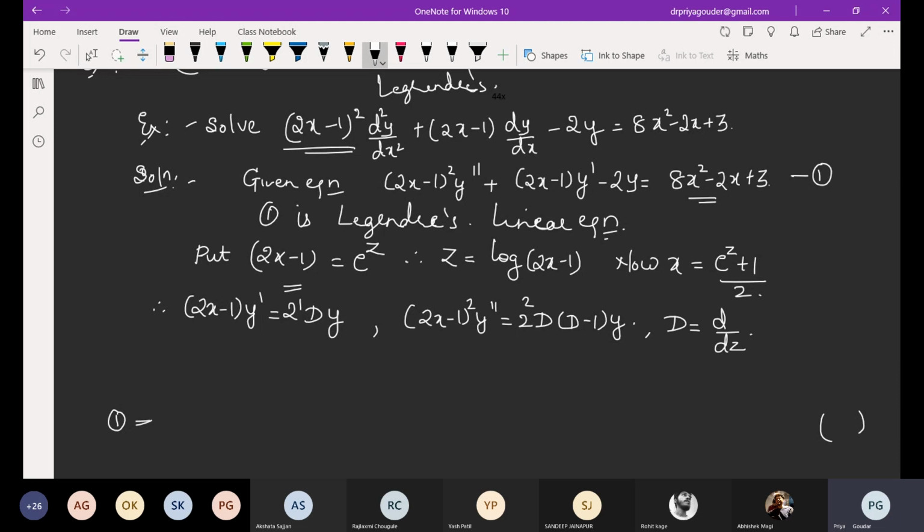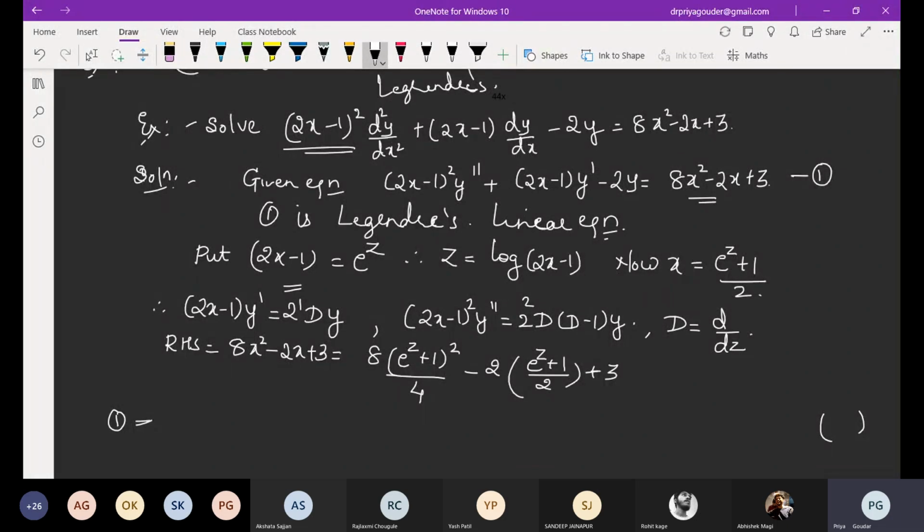Take the RHS part because it is a little complicated. Better we simplify. This is 8 into x square. X square means we square the value of x, so numerator square divided by denominator square: (e raised to z plus 1) the whole square divided by 2 square, which is 4. Minus 2 into x, x is (e raised to z plus 1) divided by 2, plus 3 as it is. Is the substitution clear? Do the simplification.